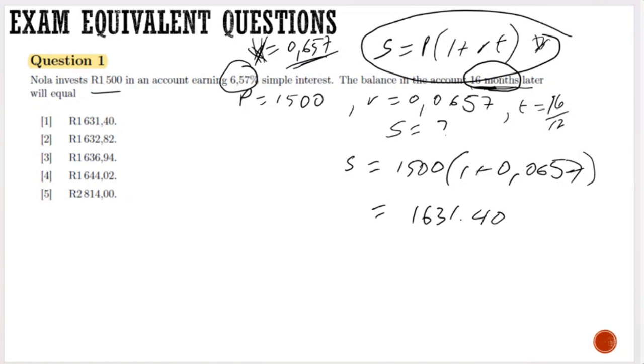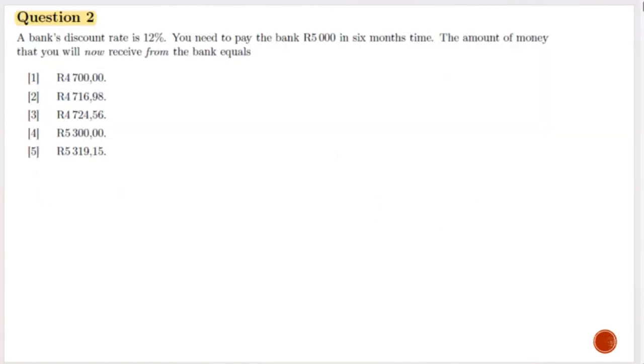Okay, let us look at another example. In this example, you are told that the bank has a discount rate. Already you know what they are talking about: the discount. So you are thinking of a discount formula. There are many that you can use. Let's look at what kind of information you have here. So you know the simple discount formula: P is equal to S into 1 minus DT.